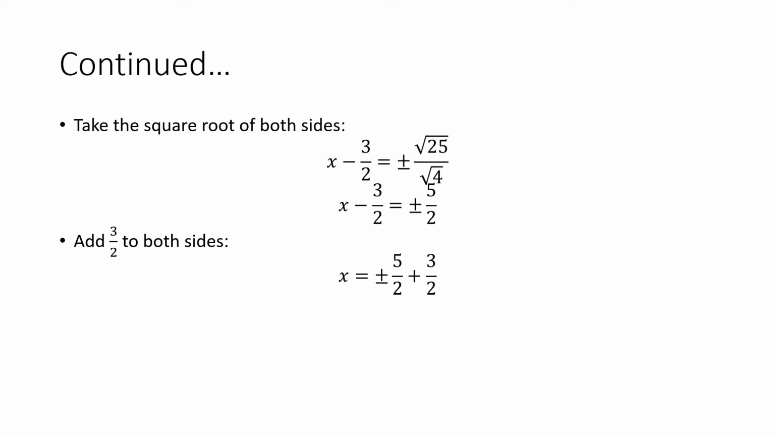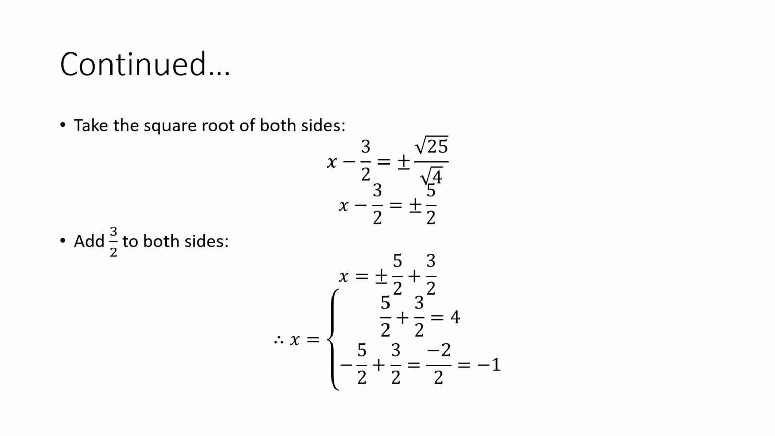So our possible answers are plus 5 by 2 plus 3 by 2, or negative 5 by 2 plus 3 by 2. After simplifying it, this is what we have. 5 plus 3 is 8. 8 divided by 2 is 4, so that's one answer. And then negative 5 plus 3 is negative 2, divided by 2, that's negative 1. So those are our two answers.